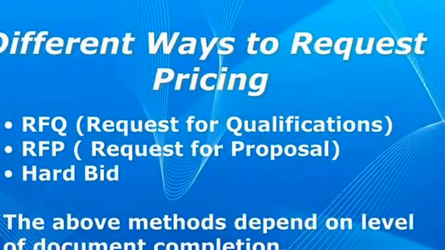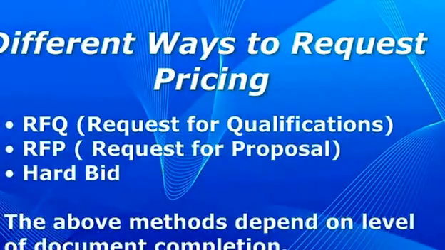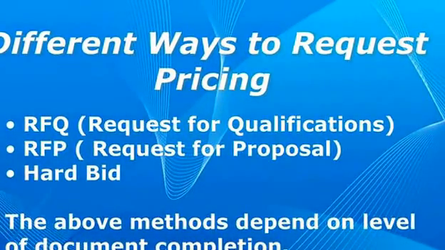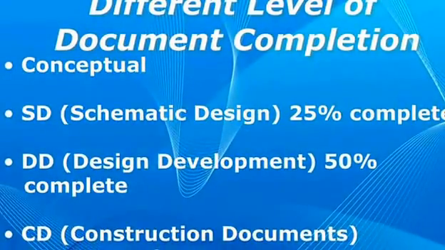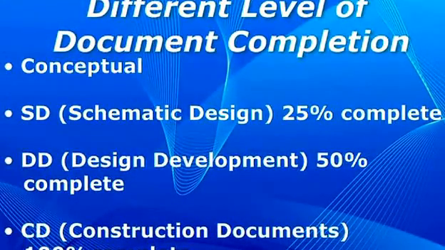An RFP is along similar lines, but they usually ask for a cost component associated with some level of documents. So it could be something that's SD or even a concept or a narrative. And then a hard bid lump sum is when documents are 100% complete and you're able to get a full number from that, and usually that's what people select once they're on the documents. So all of these pricing methods come up with the level of document completion.